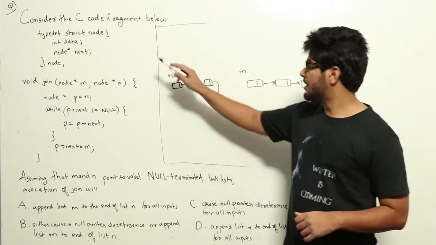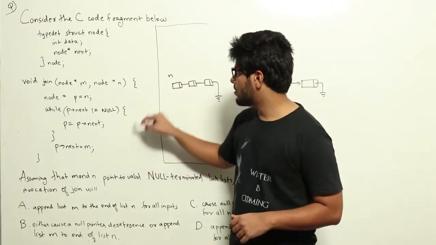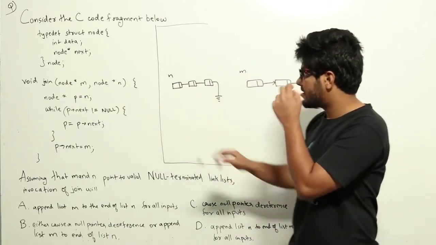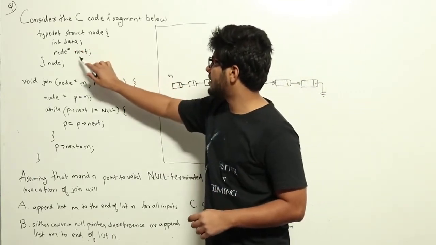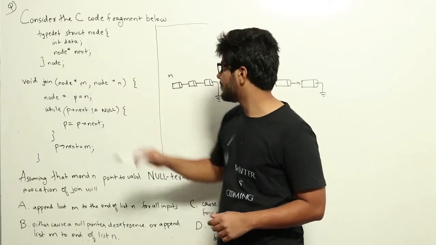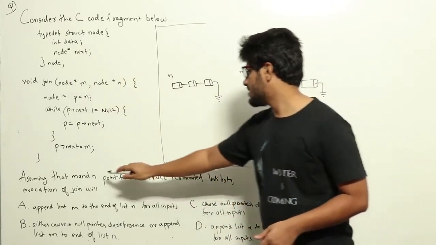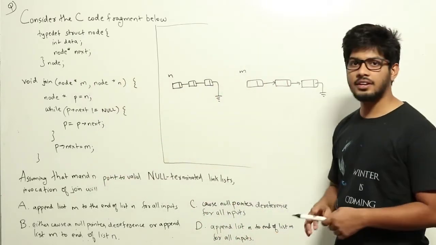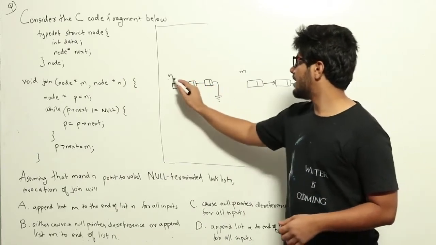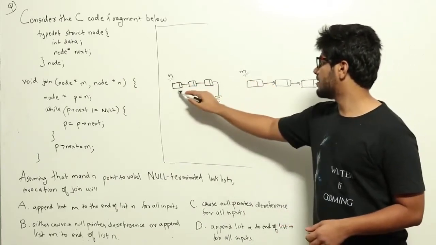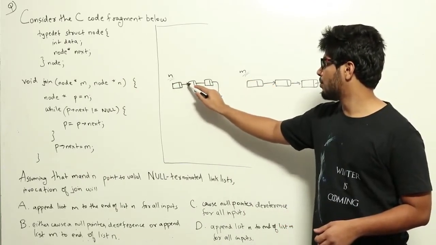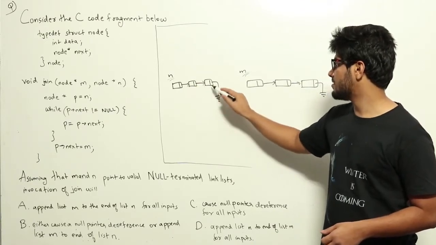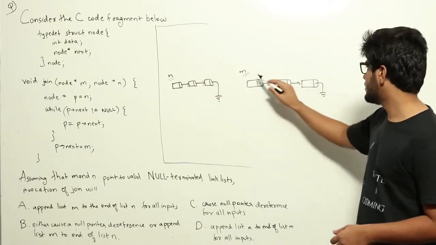So we have been given this particular code for join. This is the struct that we are using. It has a data part and a next pointer pointing to the same type of node. And they have given us that M and N point to valid null terminated linked lists. So N and M would look like this. These are the nodes which have a pointer to the next node like this, and the last one would be null terminated. This would be M.